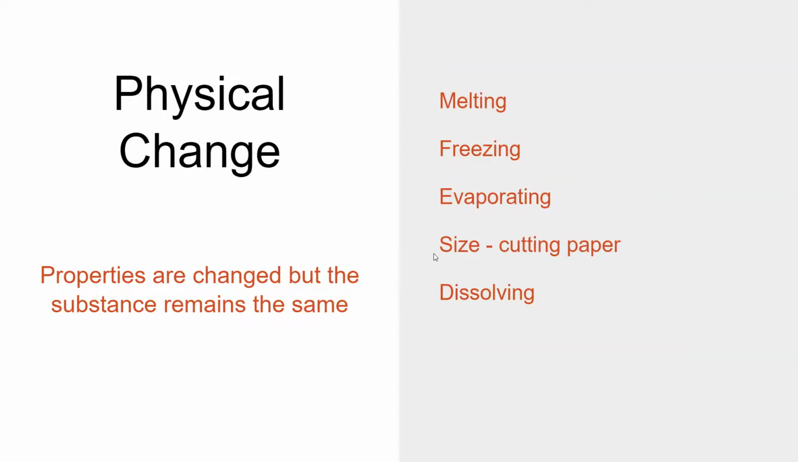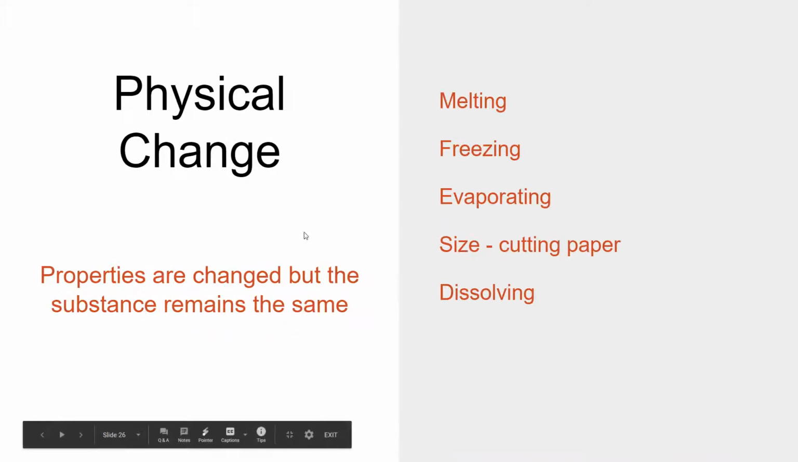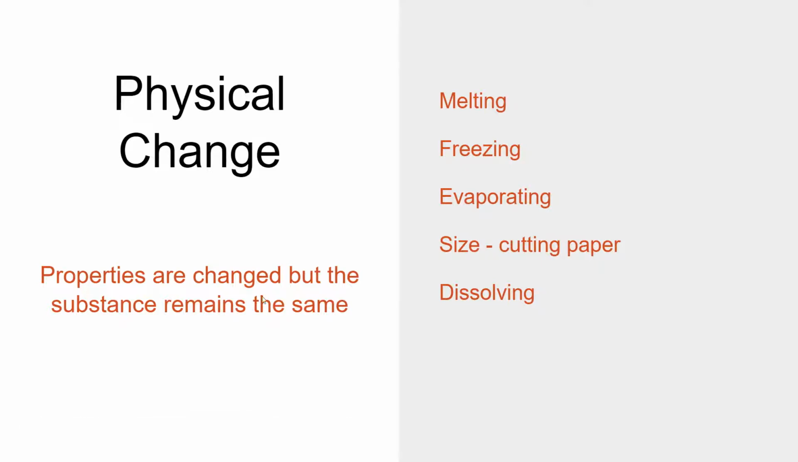Physical changes, so something is changed. A property has changed, but the substance remains the same. So physical properties and physical changes, it's describing its characteristics. A physical change is when a substance changes, but it doesn't really change. It just looks different. Like when you melt an ice cube, that didn't change. It's still water. You freeze water, it didn't change. It just looks different. It's still water. It doesn't turn into something new.